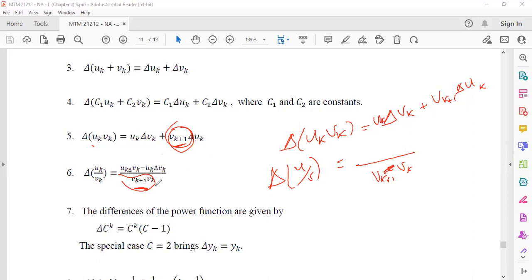Also, you will find in the book that there's a proof for this. So I will finish here. I will send this. You can check.